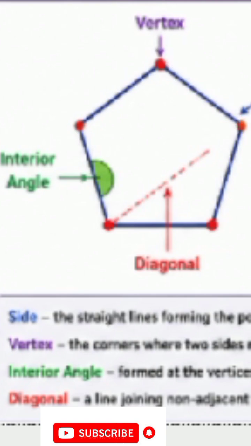You can see the interior angle. The angle that is formed here is the interior angle. You can see it. And this one is an angle on a straight line. You can see the diagonal. The diagonal is a line that is joining non-adjacent vertices. So whenever you see a polygon, you must always identify the vertex, that's the corner where two lines meet. You can always identify the side, that is the straight line that is forming the polygon, and there will always be a diagonal, that is the line that can join non-adjacent vertices. That is the diagonal.